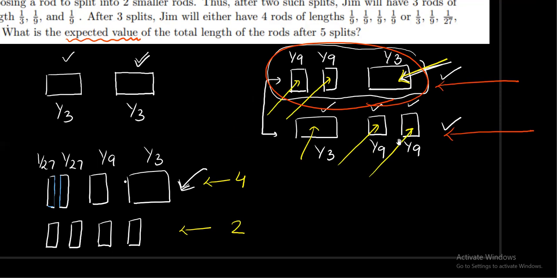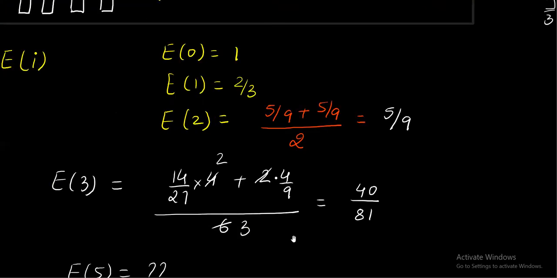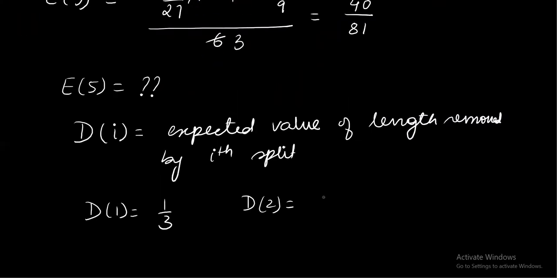Or in the second case, you will be removing the length 1 by 9. So I can say 2 by 9 divided by 2 is the average or the mean value that has been removed, right? So 1 by 9.